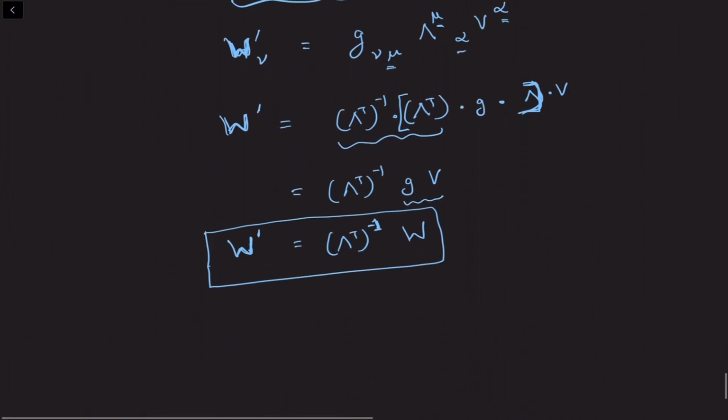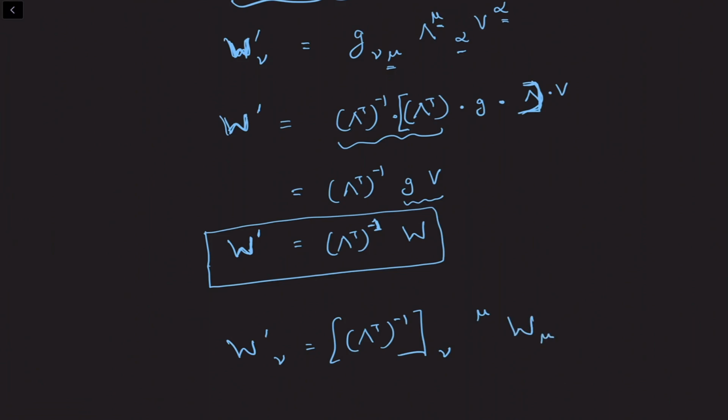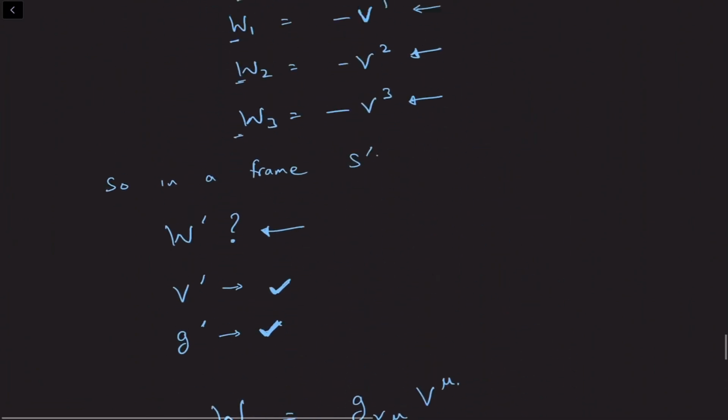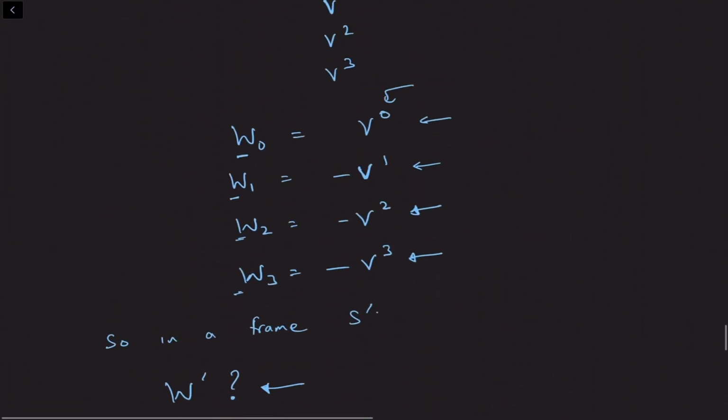And in index notation, we could write this as W prime nu is lambda transpose inverse, whatever this matrix is, we take the nu component and the mu component, W mu. Okay, so this is the law in index notation for the transformation of W. This law is not an independent law, it just comes out from the law of transformation of our regular contravariant 4 vectors.